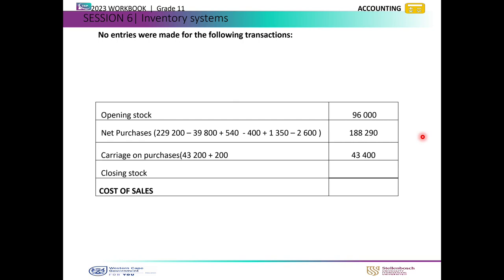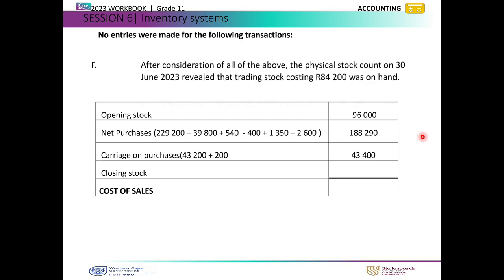The last adjustment is as follows. After consideration of all the above, the physical stock count on the 30th of June 2023 revealed that trading stock costing 84,200 Rand was on hand. So that is actually our closing stock amount that has been given as well. This is our closing stock amount that has been given. And then we have our 84,200 Rand.